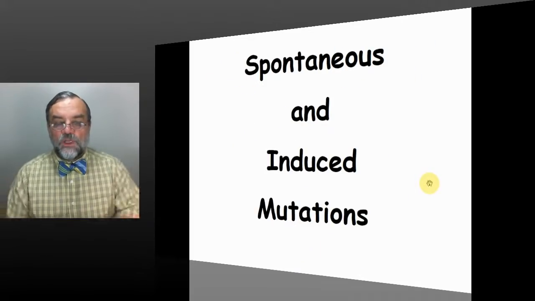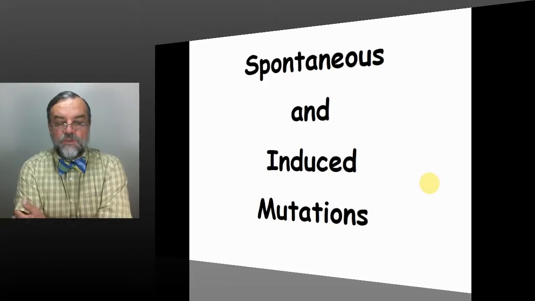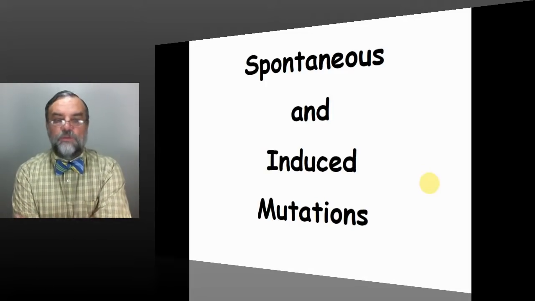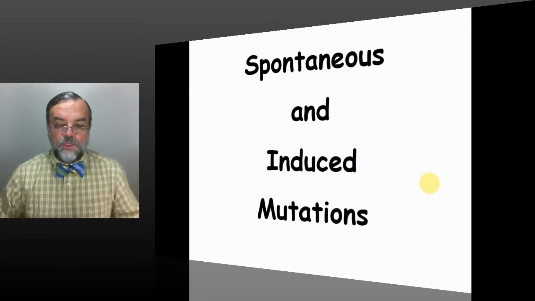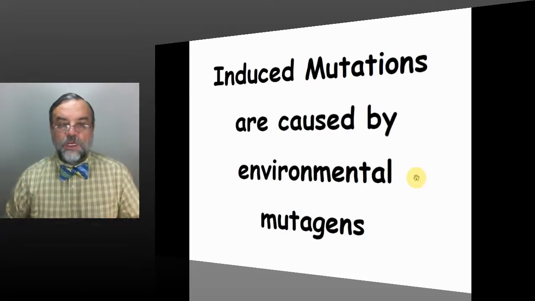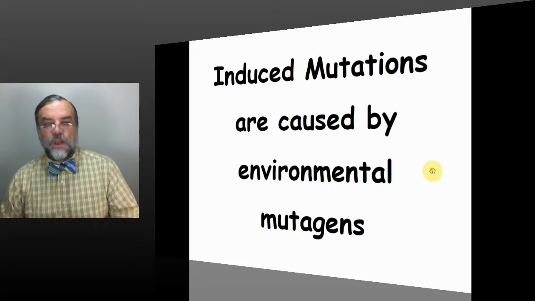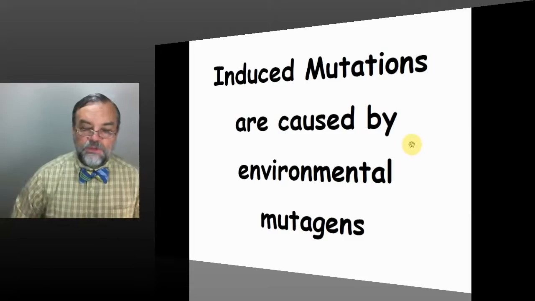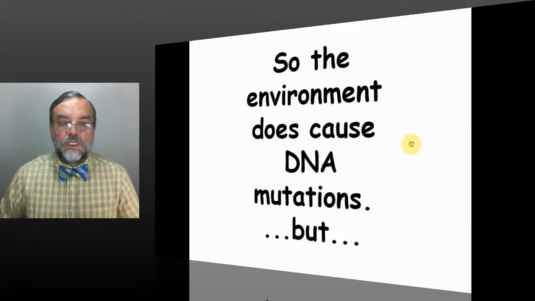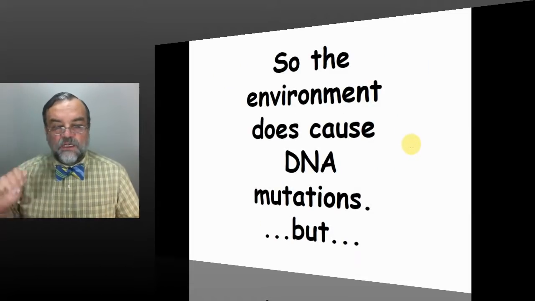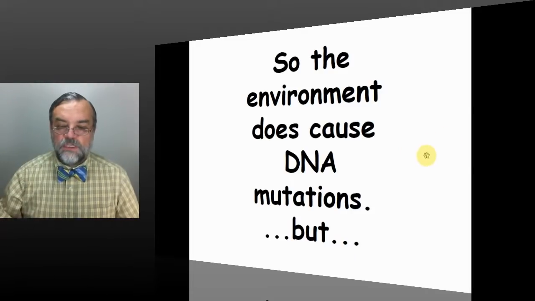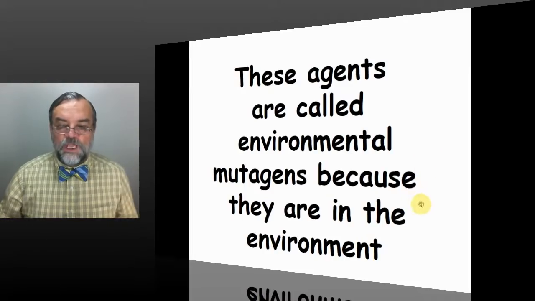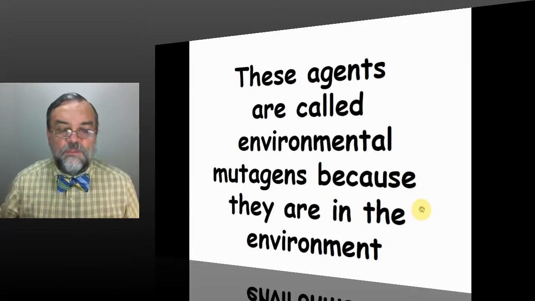We had spoken about mutations, or changes in the nucleotides of DNA, and there are two types: spontaneous and induced mutations. When we talked about induced mutations, we explained that induced mutations are caused by environmental mutagens. So the environment does cause DNA mutations, but these agents are called environmental mutagens because they are in the environment.